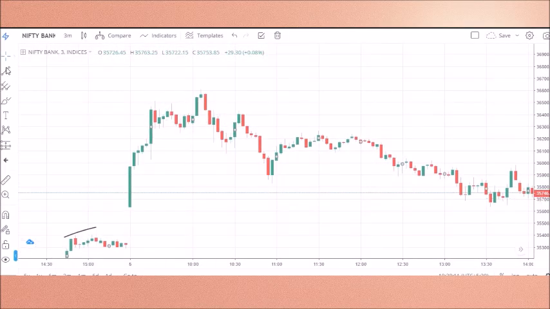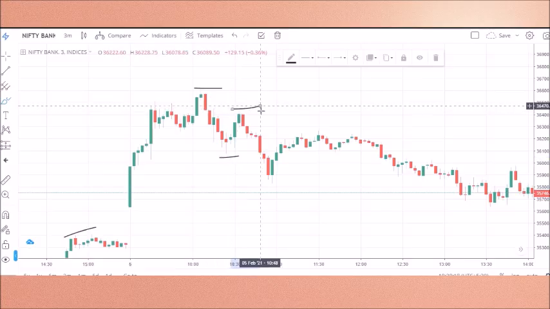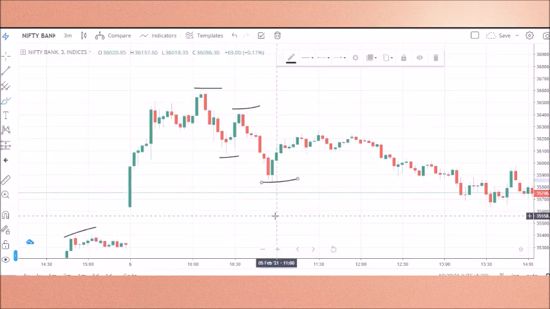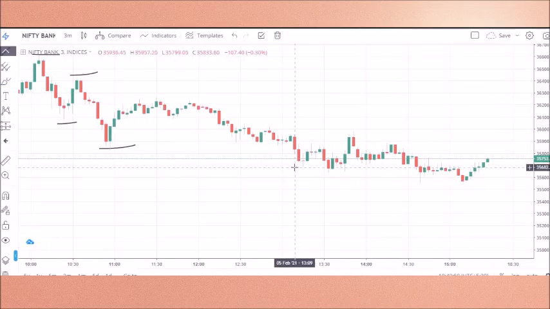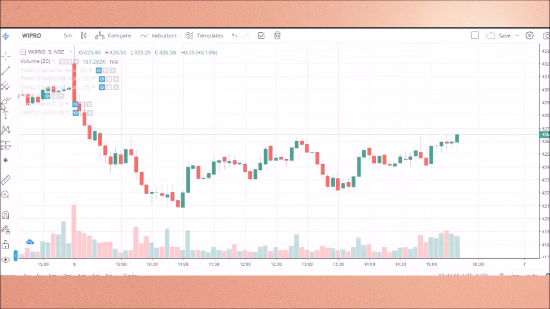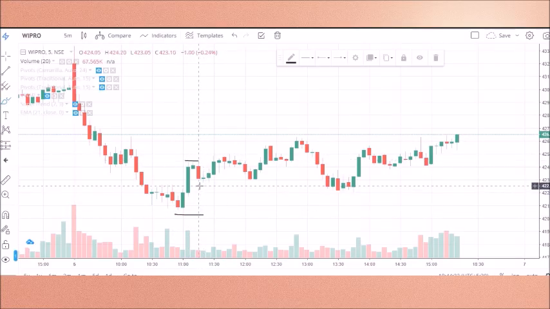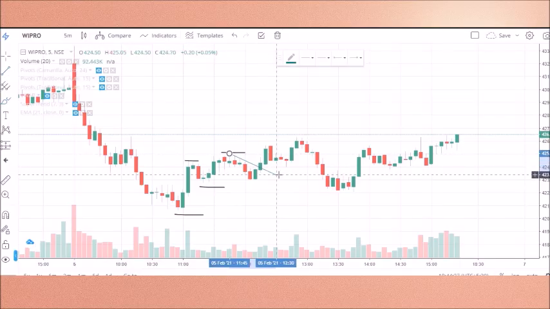Here again we have high, low, lower high, lower low. That is the downtrend. So this is how you find the trends. Now let's just also check this for stock. See, in this stock, if you check Wipro, see here you will get low, high, higher low, higher high. So this is your breakout.